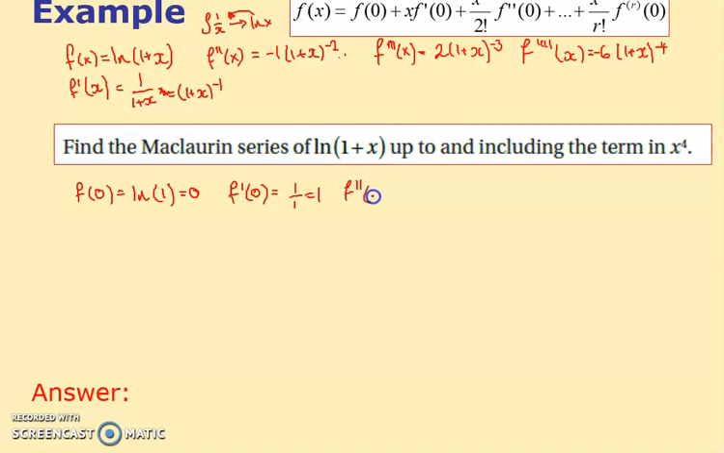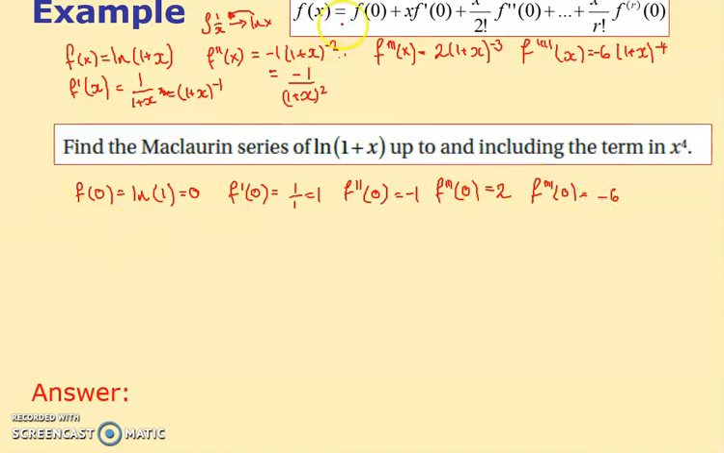F double dash of 0, well, this really is minus 1 over 1 plus x squared. And the great thing about 1 plus x in all of these is 1 plus 0 will still be 1, so you can almost ignore it. This will give me minus 1. F triple dash of 0. Well, what's this? This is 2 lots of that. So that's 2 lots and it's positive. I reckon that's 2. And f 4 dashes of 0, I reckon is minus 6.